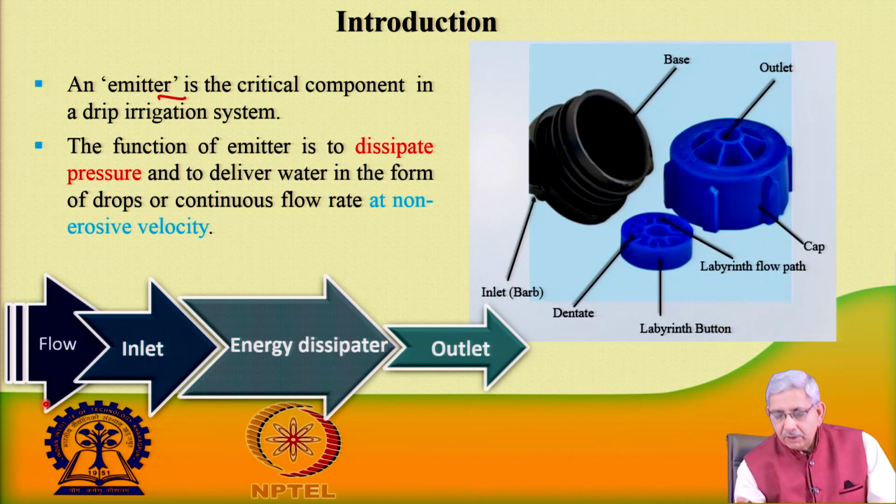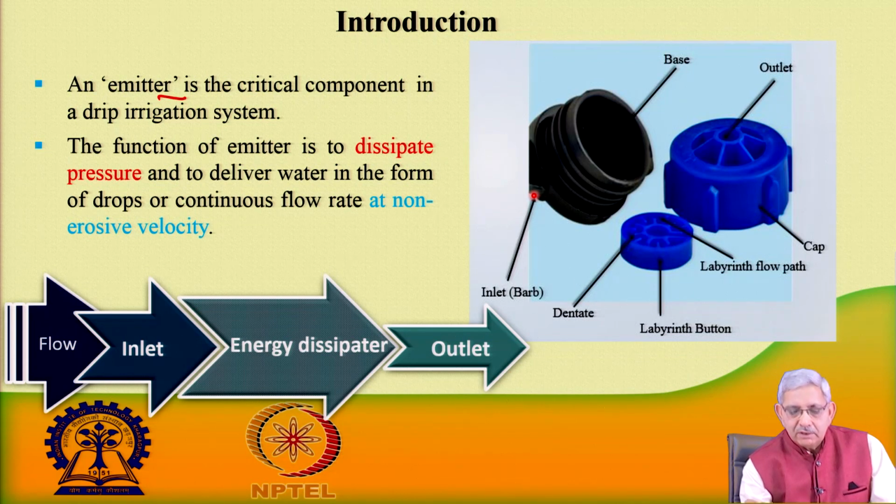So, when water is flowing through the dripper, it is a 3 component dripper, which is commercially available in the market. I want to show you here a typical 3 component dripper. Water is entering through the barb, and this is the bottom base of the dripper. This is the outer base of the dripper.